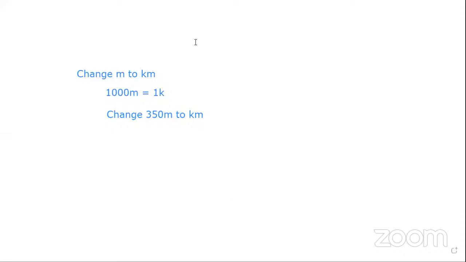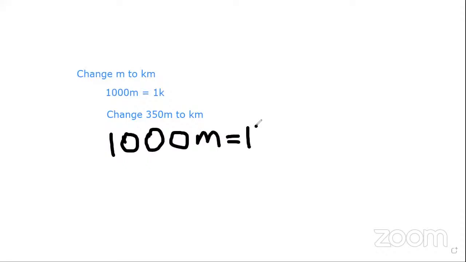Okay, let's try to prove your answer together with other members. So here we are going to say 1,000 meters is equal to 1 kilometer. Now we said we are going to divide by 1,000.